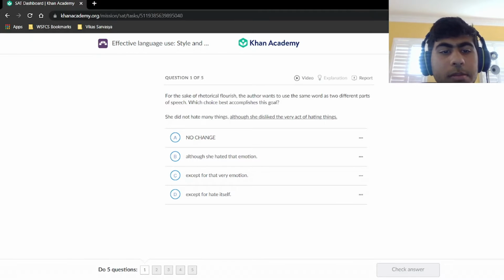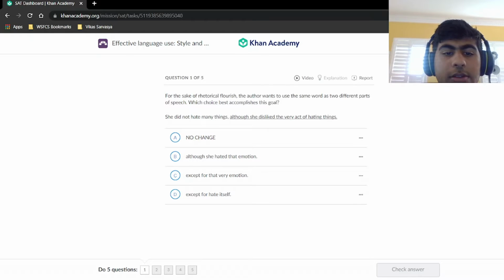Here it is. For the sake of rhetorical flourish, the author wants to use the same word as 2 different parts of speech. Which choice best accomplishes this goal? She did not hate many things, although she disliked the very act of hating things. And our answer choices are no change, so we keep that. Although she hated that emotion, except for that very emotion, and except for hate itself.